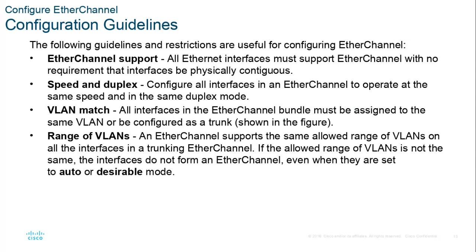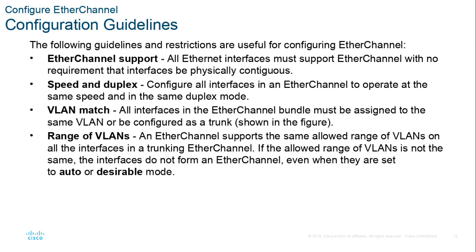The speed and duplex have to be the same. Okay, so I can't mix a gig port and a Fast Ethernet port. They've got to both be full duplex or, for some unknown reason, half duplex. Why would we want that? But the duplex has to be the same. The VLANs must match, or it has to be configured as a trunk. We're going to configure it as a trunk.